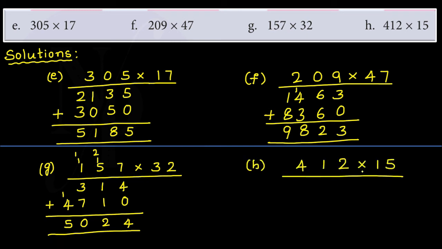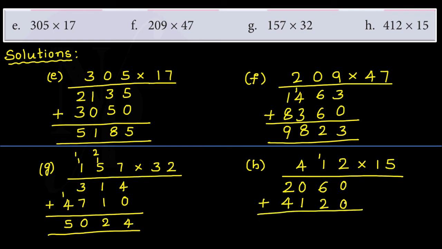First, we will multiply by 5. 5 2s are 10. 0, 1 is carried forward. 5 1s are 5. 5 plus 1 is 6. 5 4s are 20. So we put a 0 here and now multiply by 1. 1 2 is 2. 1 1 is 1. 1 4 is 4. Now let's add these numbers. Put a plus sign here and add.